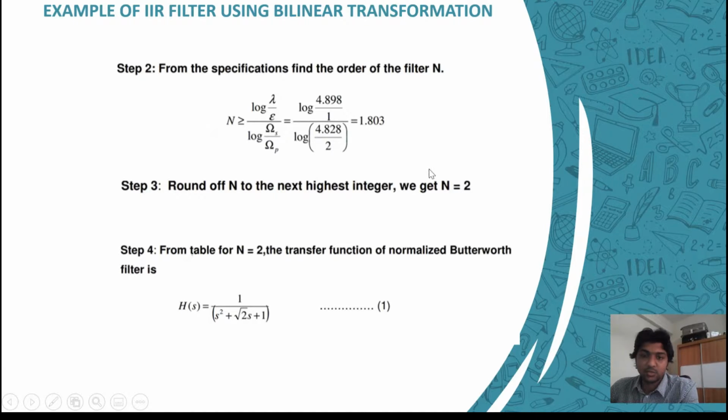The highest integer is 2. So if n is equal to 2, from the normalized Butterworth filter table, the polynomial is this. If n is equal to 3, it will be a different formula. So its formula we take from the normalized Butterworth table. So we already get the analog transformation.